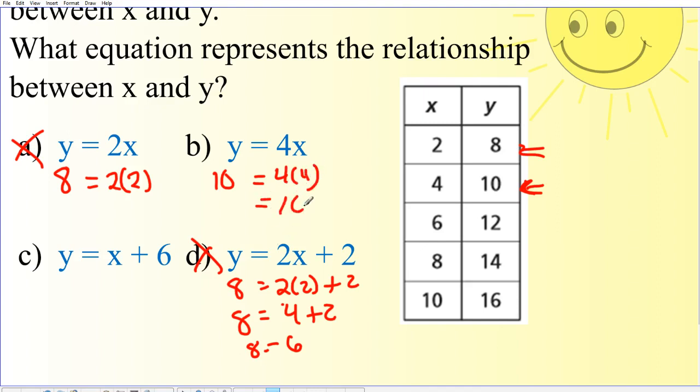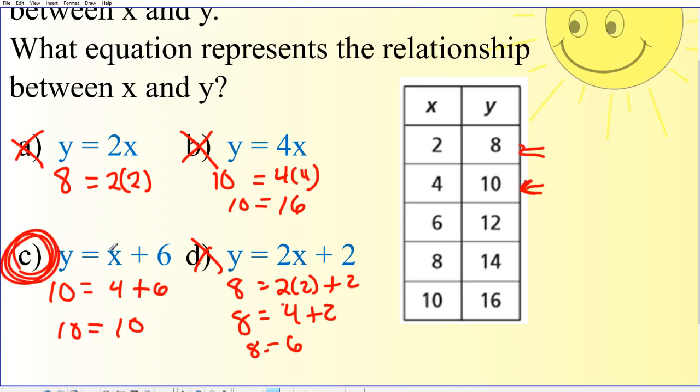4 times 4 is 16. Nope, that didn't work. As long as that point works in letter C here, we're good. We're done. 10, 4 plus 6. Yeah, because 4 plus 6 is 10, which means we found ourselves a solution. That was the only equation that multiple points made true. Can't just be one, multiple points.